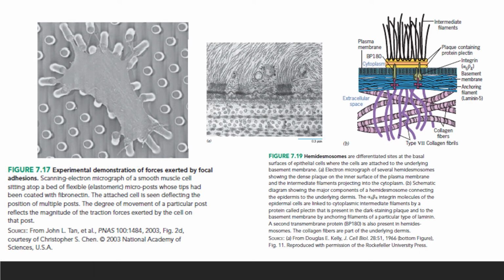Okay, so in here, you will see the images of the experimental demonstration of the forces exerted by focal adhesions. And then here you will see how the hemidesmosomes look. So they are differentiated in sites at the basal surface of the epithelial cells, where the cells are attached to the underlying basement membrane.